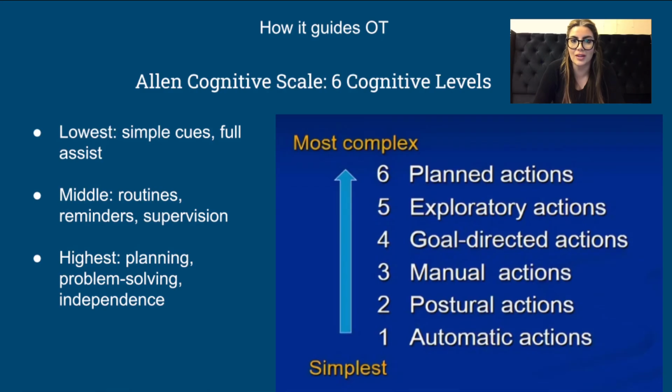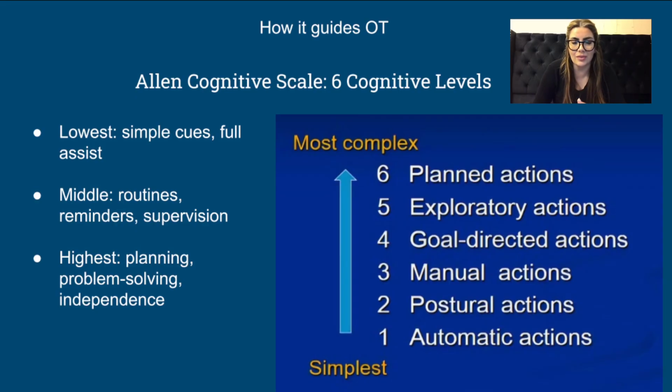Cognitive ability is a key factor in how someone engages in daily occupations, and for this reason, it is important to understand in relation to OT practice. Allen's cognitive model was developed by Claudia Allen and includes six cognitive levels that connect cognitive processes to functional performance. The six cognitive levels guide therapists in determining the amount of assistance a client may need.